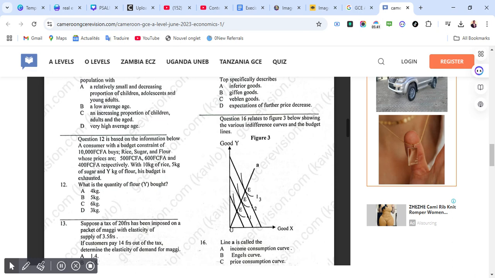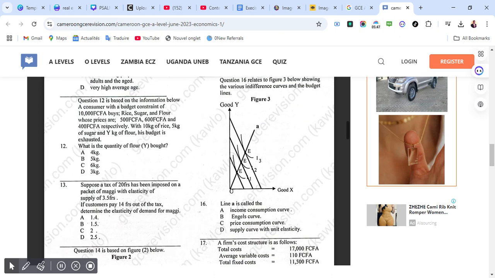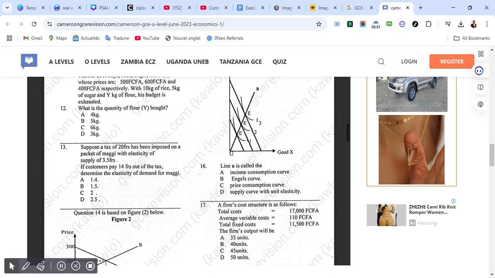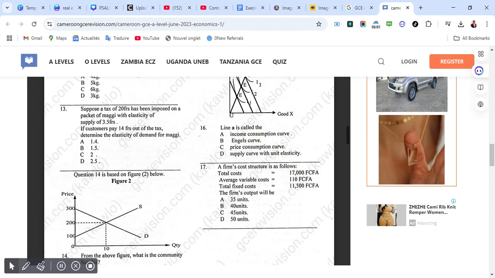Question 16 relates to figure 3 below, showing the various indifference curves and the budget lines. Line A is called the B, Engel curve. The correct answer is B, Engel curve. 17. A firm's cost structure is as follows. Total cost 17,000 francs. Average variable cost 110 francs. Total fixed cost 11,500 francs. The firm's output will be, the correct answer is D, which is 50 units.